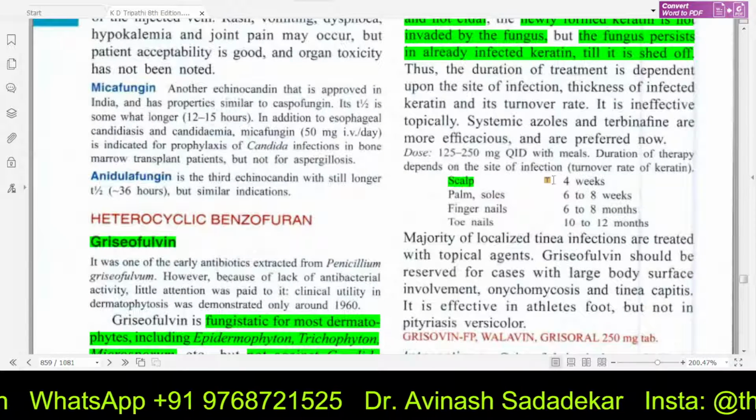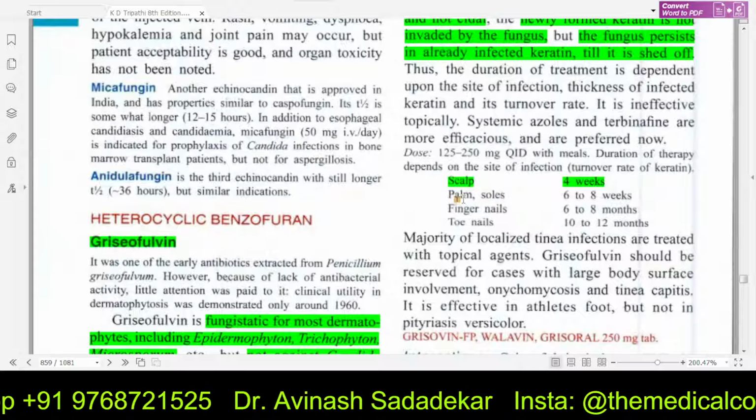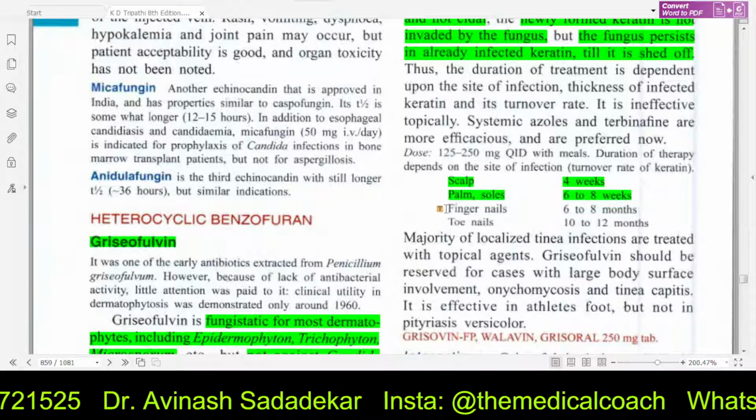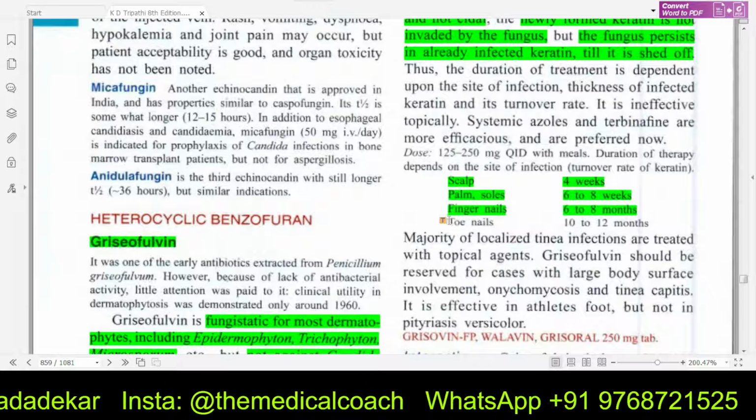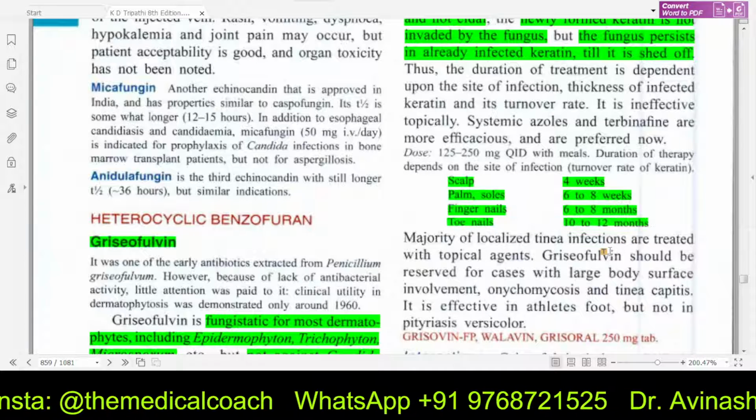So if you have a patient with scalp infection, 4 weeks of treatment. Palms and soles, 6 to 8 weeks of treatment. If fingernails are involved, 6 to 8 months of treatment, and toenails, 10 to 12 months of treatment.